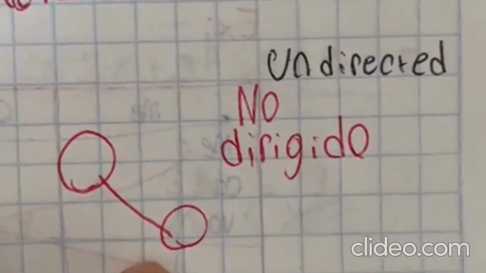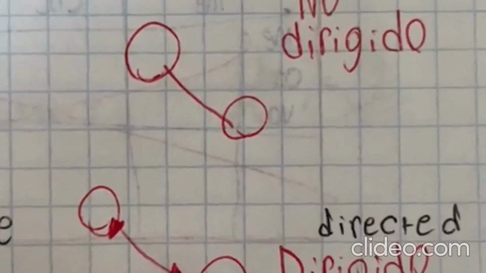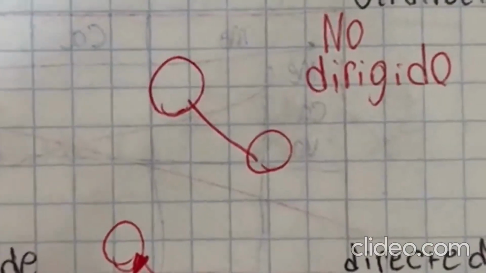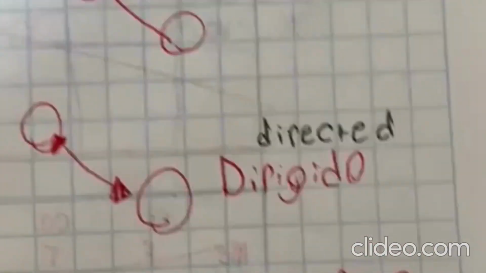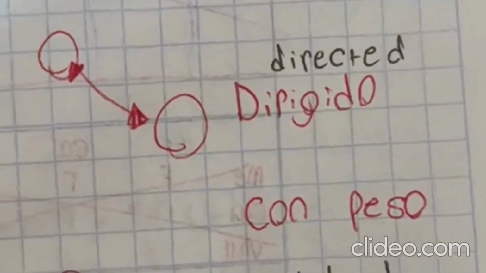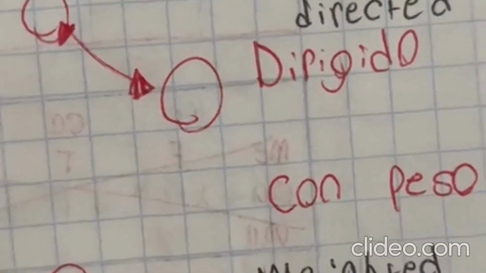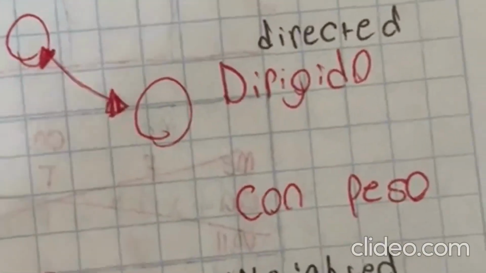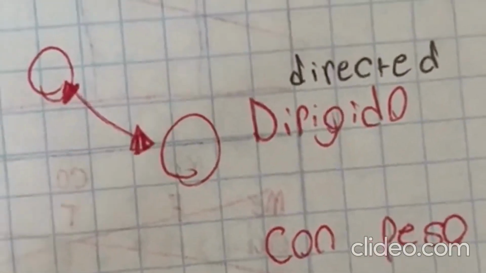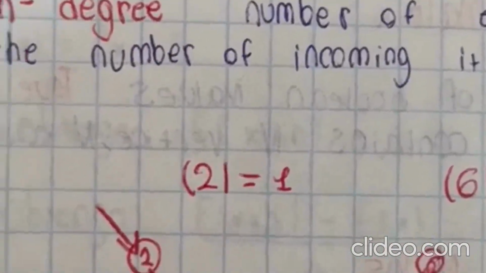When nodes have routes without a direction, the graph is called undirected. When a route has a direction, it is called directed. If there is a number in the middle of the edge, it is called a weight, because it is a cost to travel to the other nodes. We have a relationship with the others.